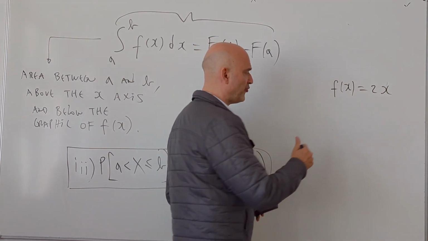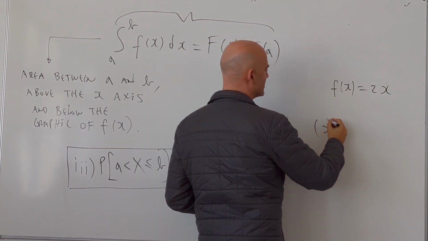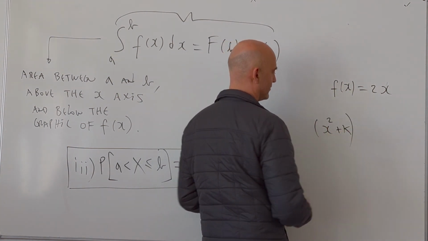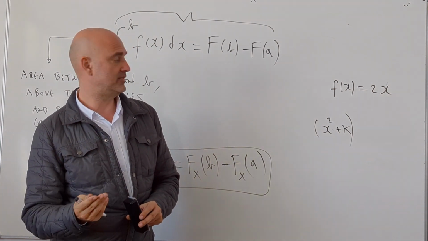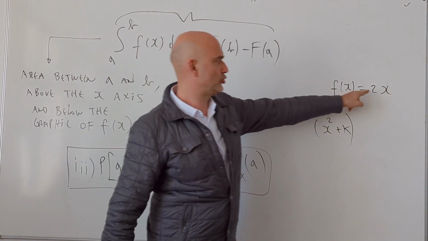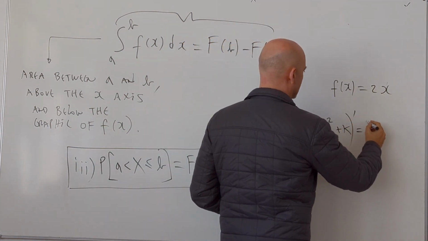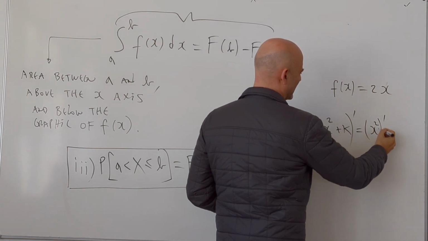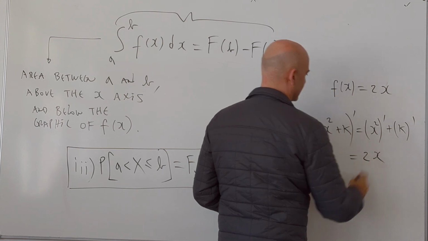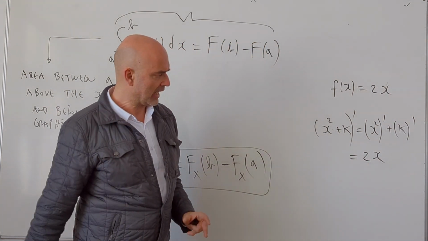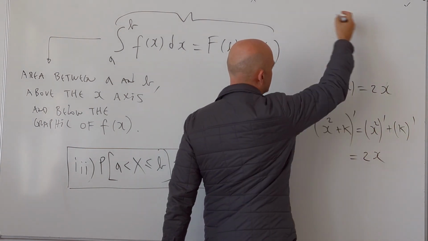For example, all functions that are equal to x squared plus k, all those functions, if I calculate the derivative, I get 2x. So if I do the derivative, what I need to do is the derivative of x squared plus the derivative of k, and we get 2x. Okay?